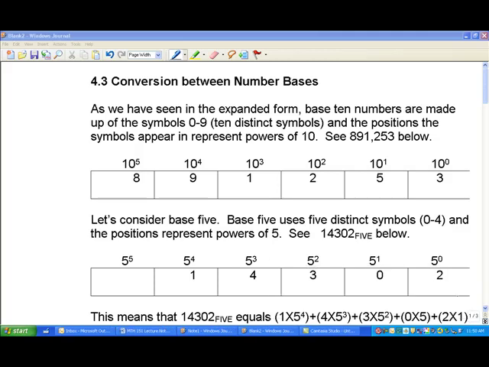Today we're talking about section 4.3 on conversion between number bases. As we have talked about in expanded form, in the Hindu-Arabic system we have base 10 numbers. So what we find with a base 10 system is that we have 10 distinct symbols. In our case it's the symbols 0 through 9.